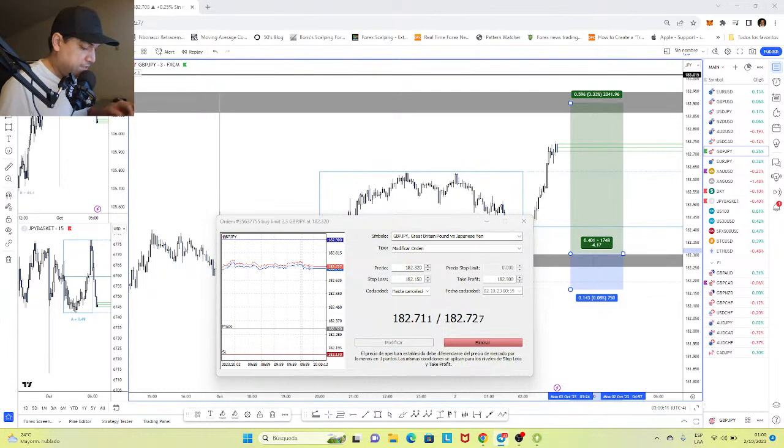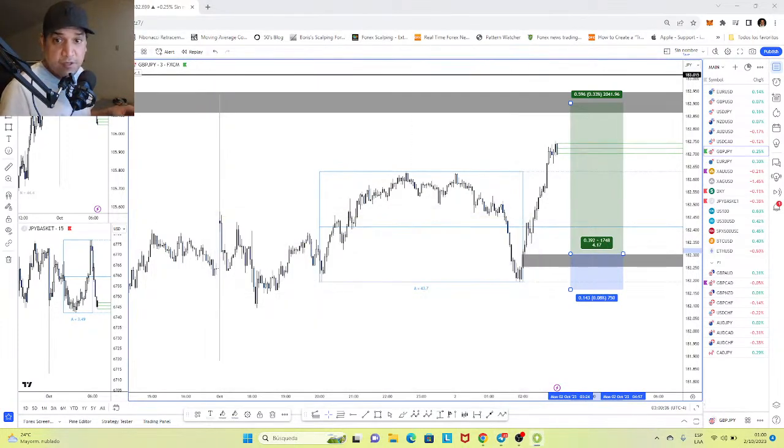182.32. Stop loss at 182.15, and the target at 183.90. So the London market just opened. Let's see if we can get that pullback in the pound, in the Japanese yen. I'm going to go look at gold after that. It's a 4.17 R, and I'm risking 0.26%. Cool. I'm not sending this to the free group.